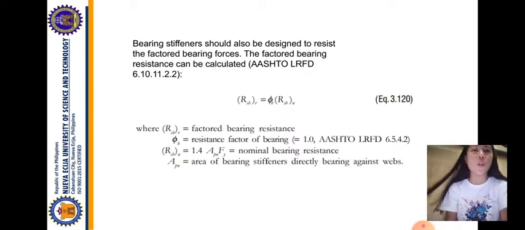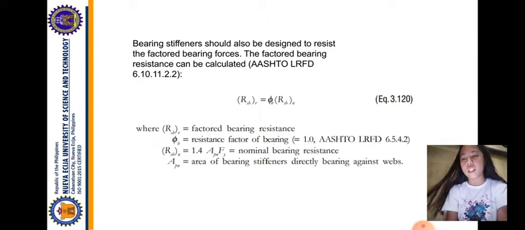Bearing stiffeners should also be designed to resist the factored bearing forces. The factored bearing resistance can be calculated according to AASHTO LRFD 6.10.11.2.2, where R sub B sub R is equal to the resistance factor of bearing, phi sub B, multiplied by R sub SB sub N, where R sub B sub R is the factored bearing resistance.